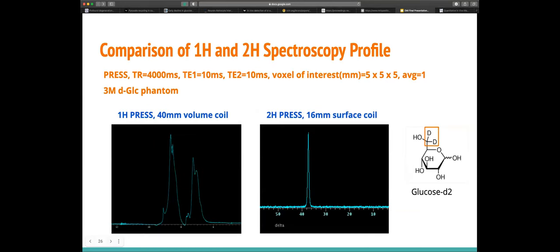And also compare the proton and the deuterium spectroscopy profile by using the PRESS on the same high concentration glucose phantom. As we can see, we can achieve a cleaner spectral profile from the deuterium NMR results, which has a way more narrow and sparse peak when compared with the proton spectroscopy. This is one advantage of deuterium NMR because we have more flexibility to design the deuterated positions for metabolites of interest. And at the same time, for in vivo study, we're able to follow up the real-time conversion of these deuterated metabolites into downstream metabolic pathways.